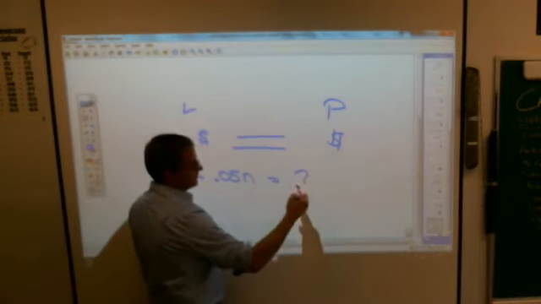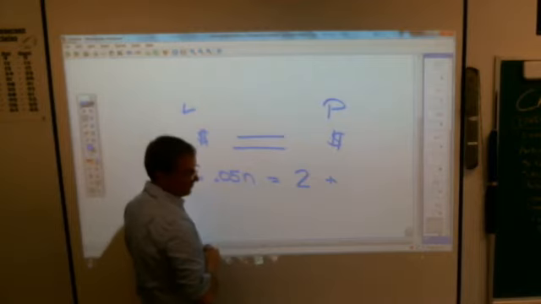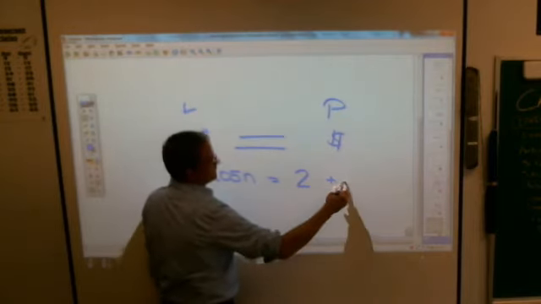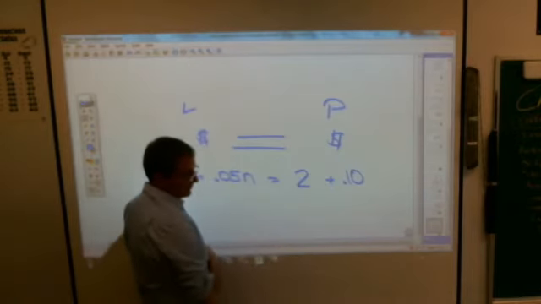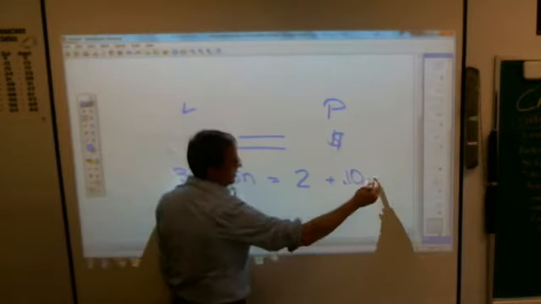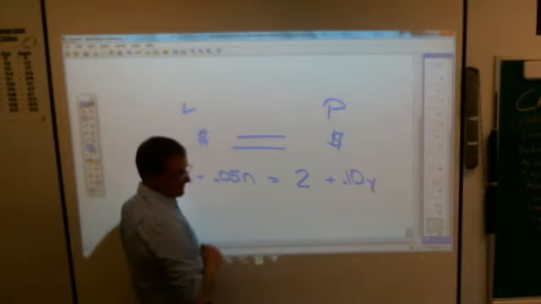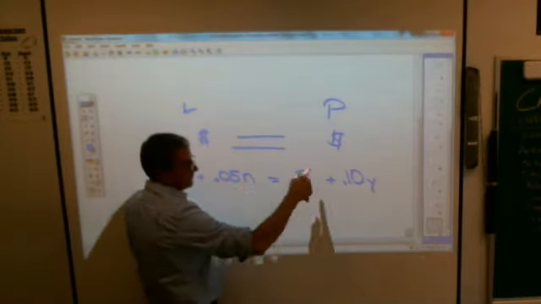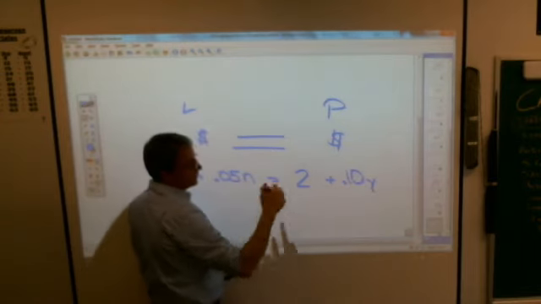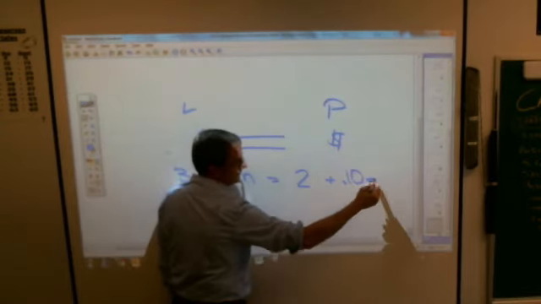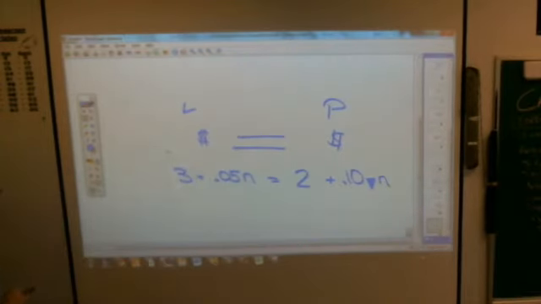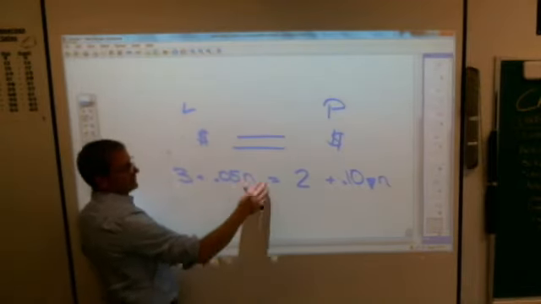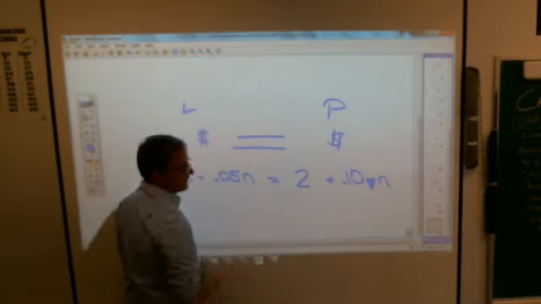$2 whole plus what? How much is a dime worth? 10 cents. And here's the beauty of this, children. How many dimes do I have? I don't know. So I should make that Y. Except they tell me that I have the same number of nickels as dimes, so I can use the same letter for them, which makes your life easy because we haven't solved equations with two different variables yet. So there is your equation: $3 plus 5 cents times every nickel has to equal $2 plus 10 cents times every dime.